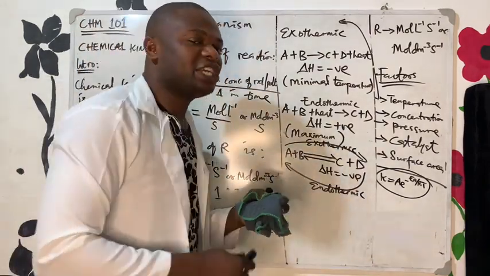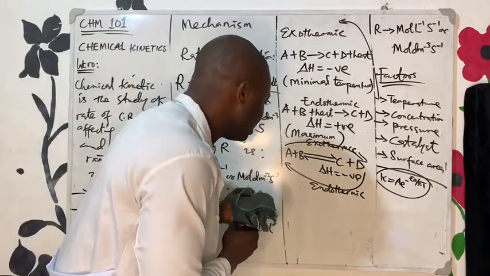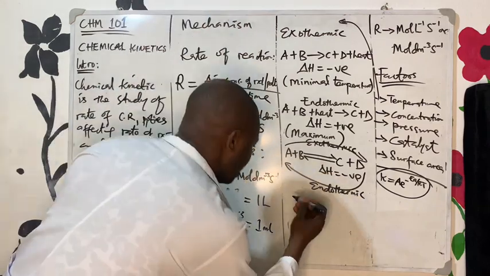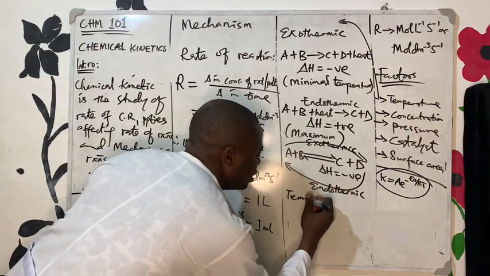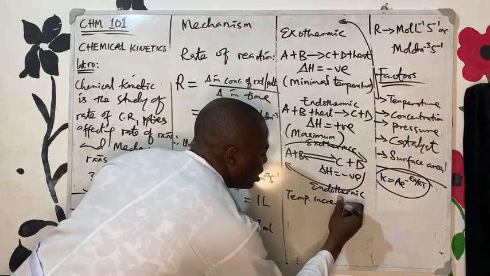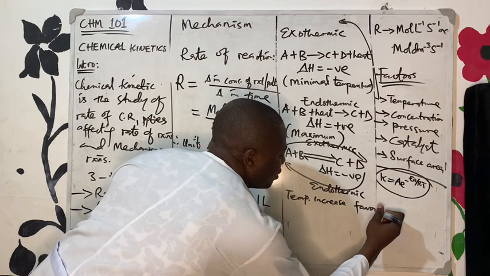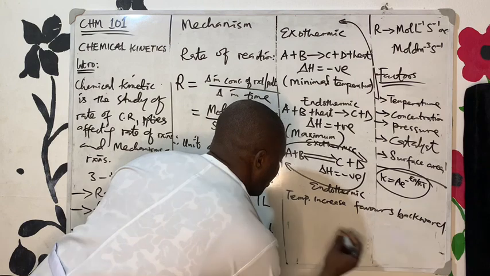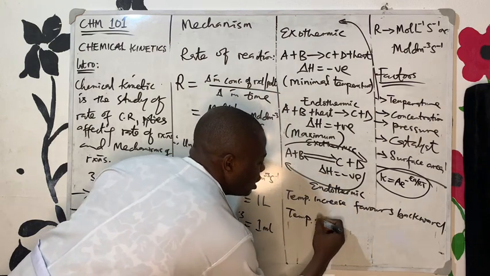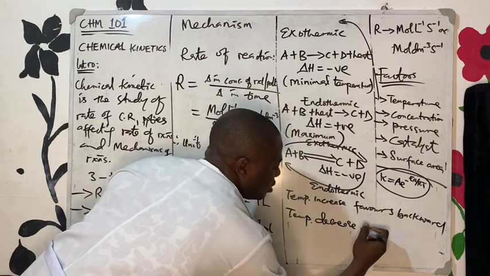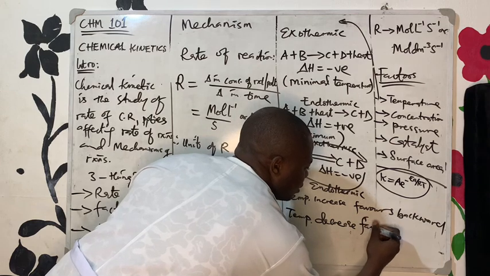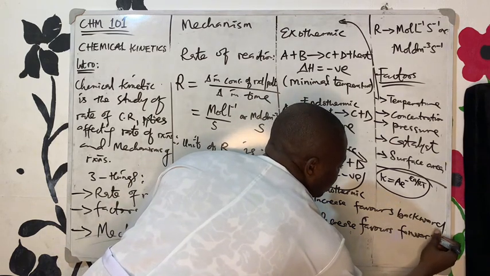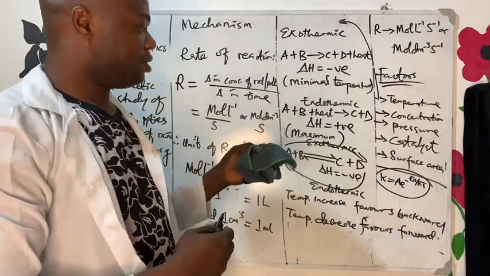So at this point, an increase in temperature favors what? The backward reaction. Look at this: temperature increase favors backward, while temperature decrease favors forward. So that is it. That's what you need to understand.